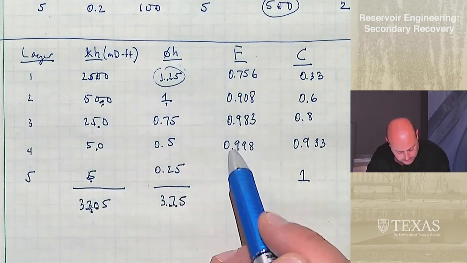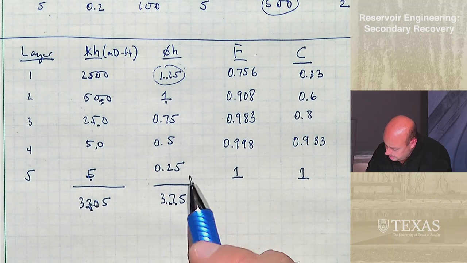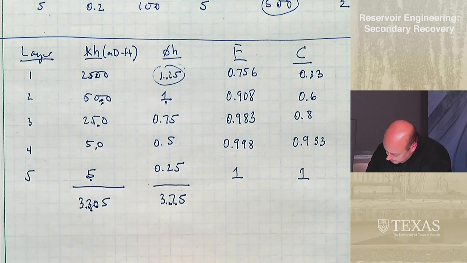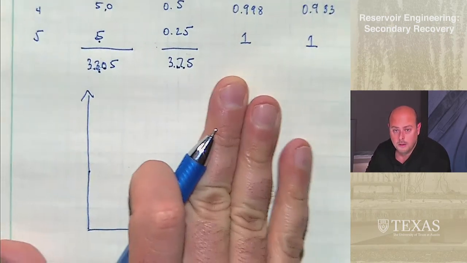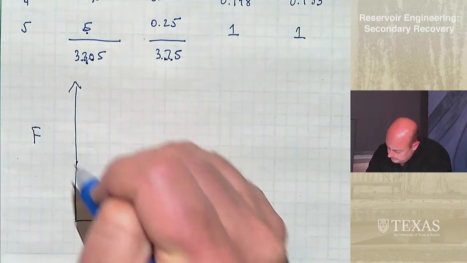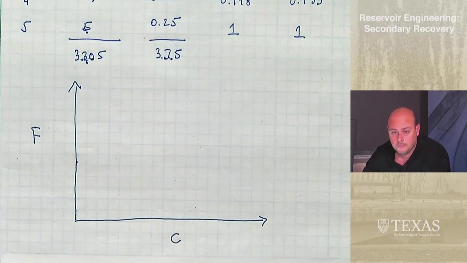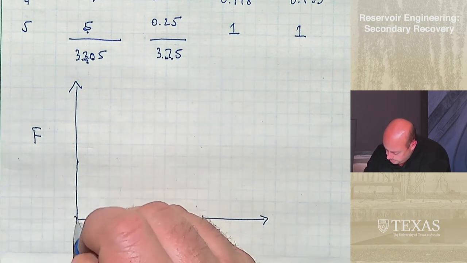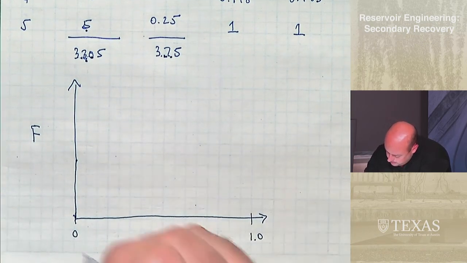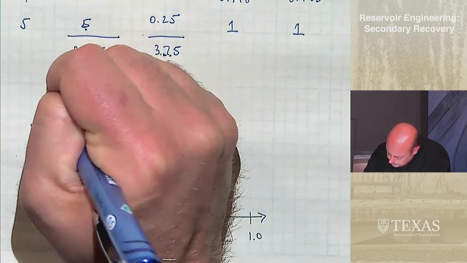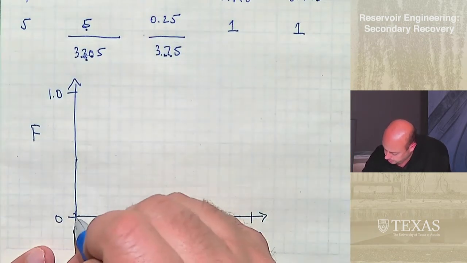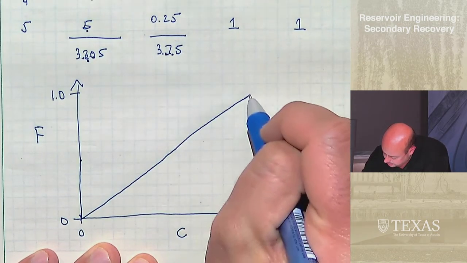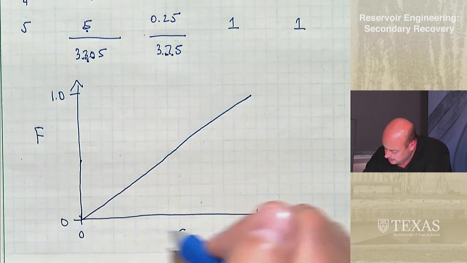What you can do with this is you could create a plot of F versus C. This is going to go from 0 to 1. This is going to go from 0 to 1. And the first thing we're going to do is we're going to draw a straight line through it. So it's a 45-degree angle. So this is F is equal to C.